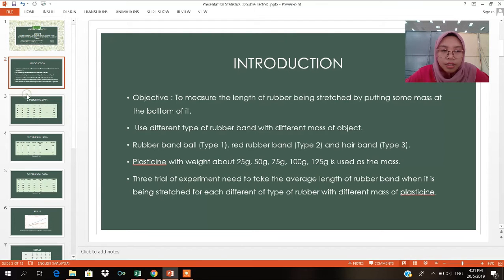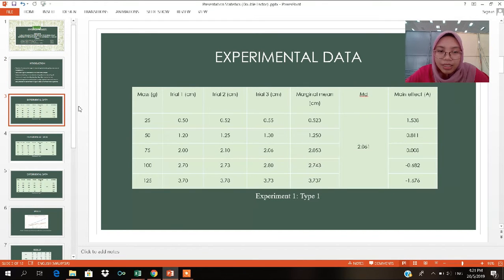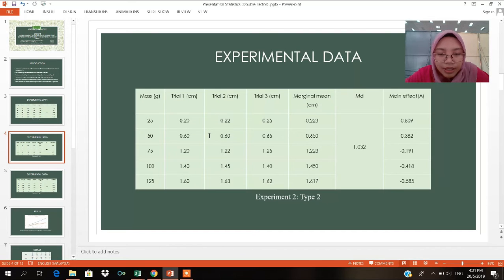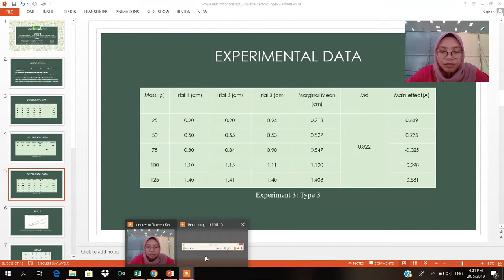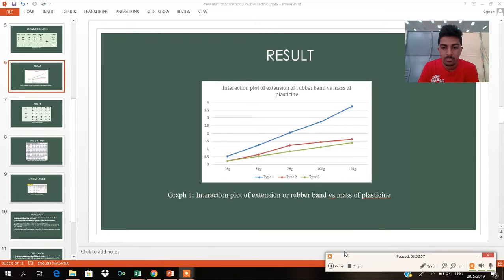So next, I will show the experimental data. This is the data for the first experiment for type 1. This is the experimental data for experiment type 2. And this is the experimental data for experiment type 3. So I will pass this to my friends.